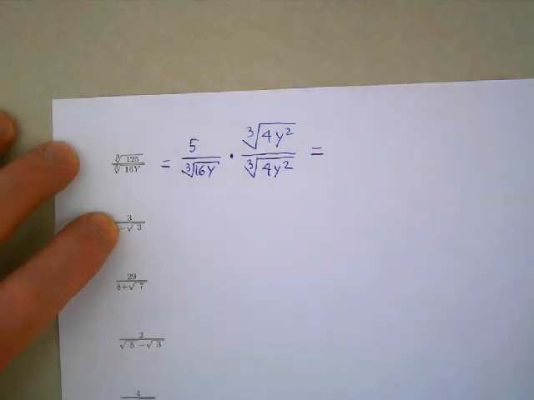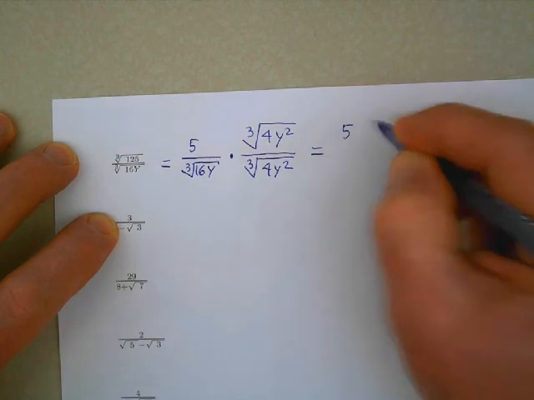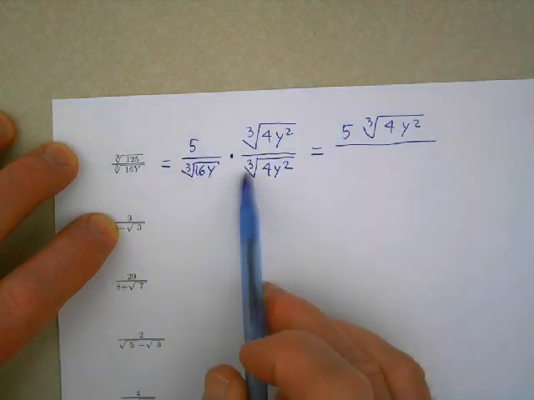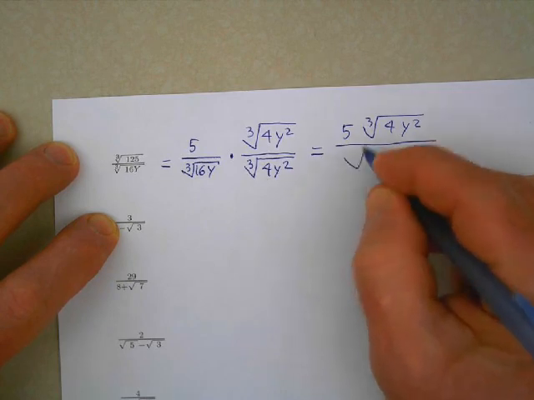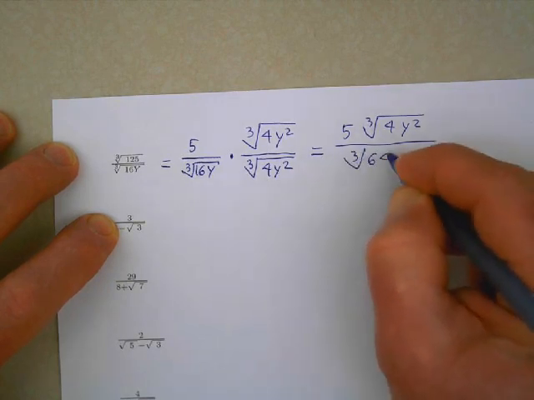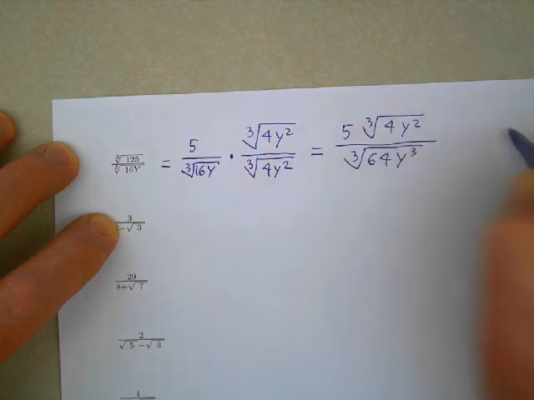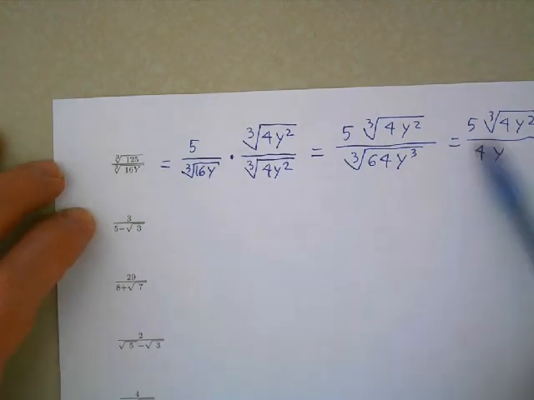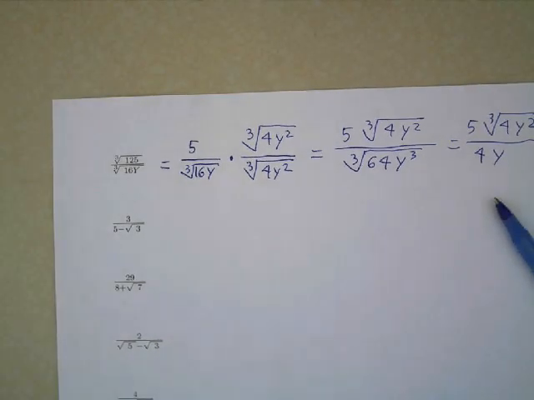Okay, so in the numerator, we multiply 5 times the cubed root of 4y to the second. And in the denominator, the cubed root of 16y times the cubed root of 4y to the second is the cubed root of 64y to the third. And then in the final step, the numerator is 5 times the cubed root of 4y to the second. And the denominator, the cubed root of 64 is 4, and the cubed root of y to the third is y. And that is our simplified result. There's no cubed root in the denominator, so we have succeeded in rationalizing the denominator.